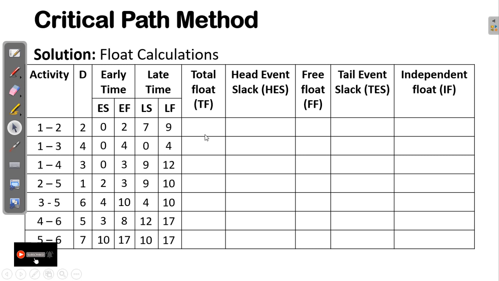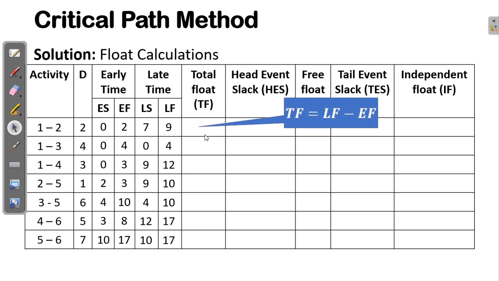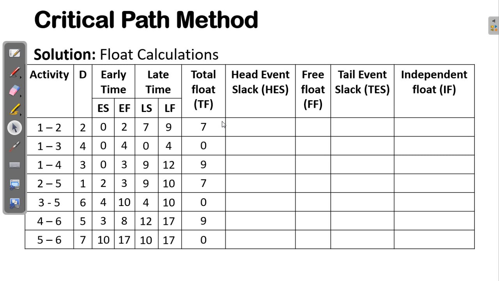How can we compute the total float? The total float is the difference between the late finish and the early finish, or the late start and the early start. So the difference between late start and the early start gives you the total float, or the difference between the late finish and the early finish gives you the total float. Because we have the late finish and the early finish, computing that, you'll end up with this column of information. Now we are done with the total float.